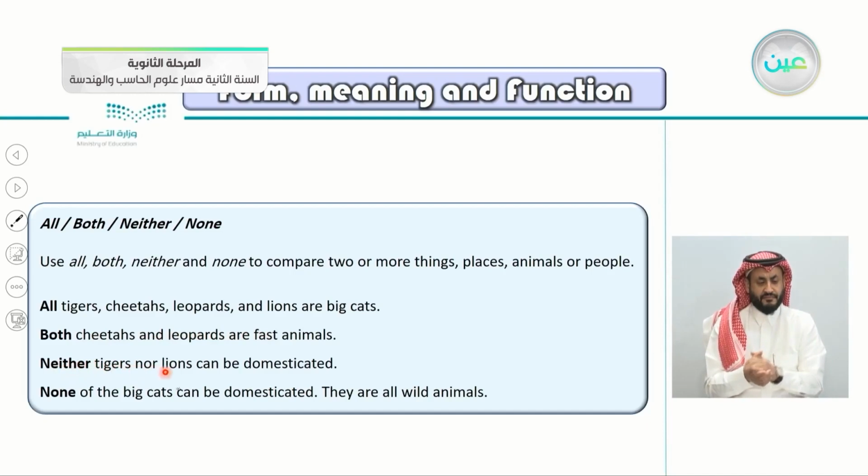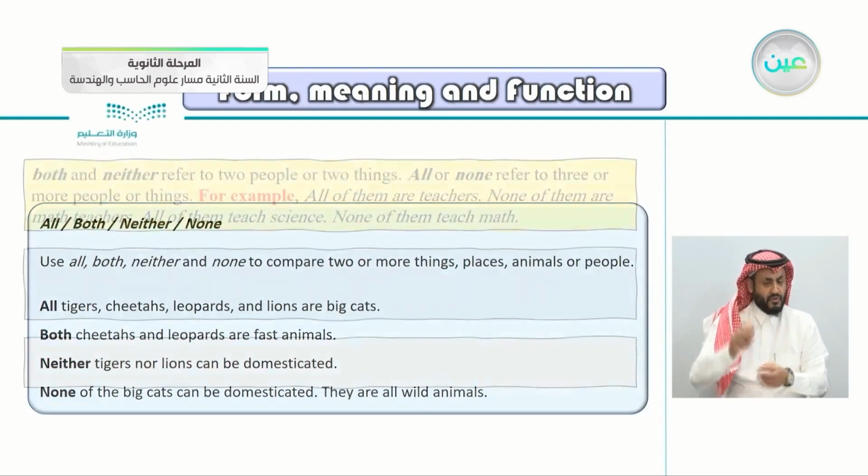Neither tigers nor lions can be domesticated. So neither and both, only 2. Not more than 2. Both, when it's affirmative, both cheetahs and leopards. Neither if it is negative. Neither tigers nor lions can be domesticated. So both and neither, only 2. None of the big cats can be domesticated. They are all wild animals. So all and none, 2 or more, both and neither, just 2.